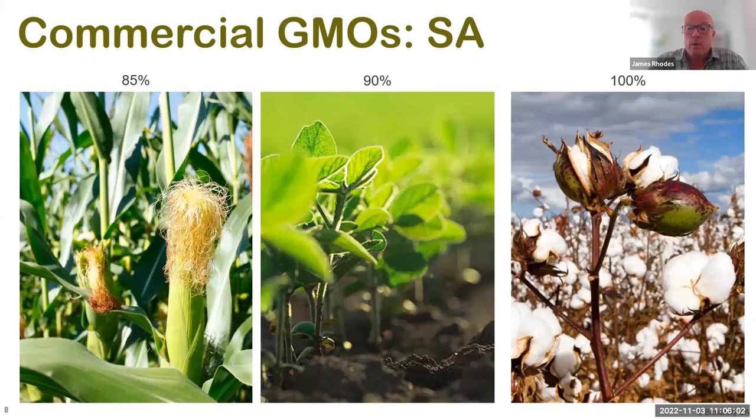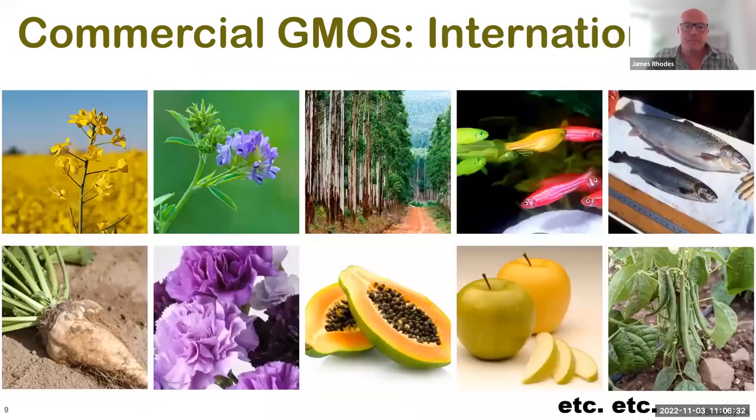So in South Africa, we have three GM crop species: maize, cotton, and soybean. And as you can see, we have very high adoption rates. So the farmers clearly see the benefit to growing GM crops, the ones that have been released. It's just three traits: herbicide tolerance, insect resistance, and more recently, water stress tolerance. Internationally, there are many, many different types of GMOs with a wider group of traits, including GM animals.